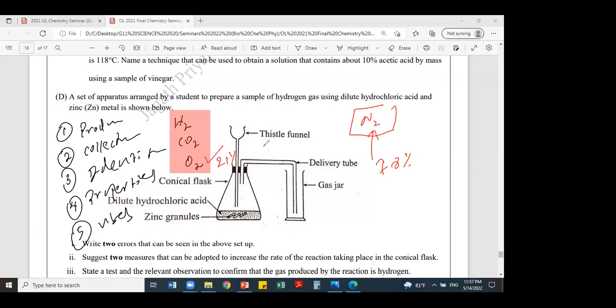Fractional distillation, what are the 2 gases that can be produced or extracted by fractional distillation? Oxygen gas and nitrogen gas. What is the natural resource? Atmospheric air. That you have to remember. But global oxygen production is not any of this. That is photosynthesis.